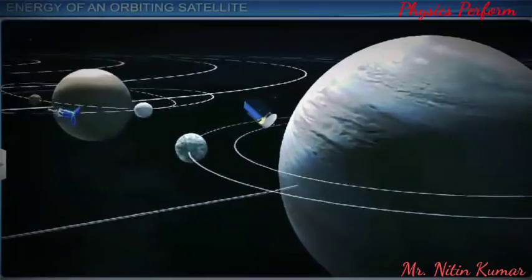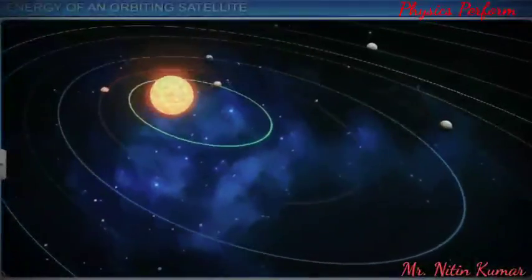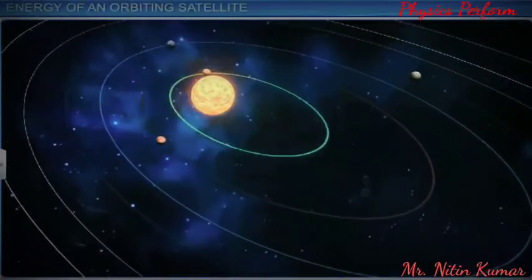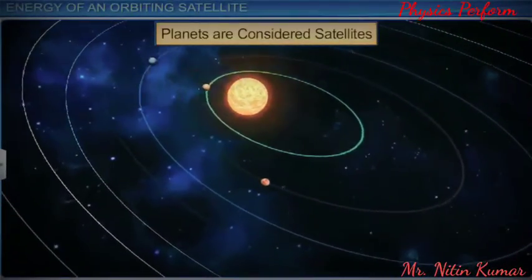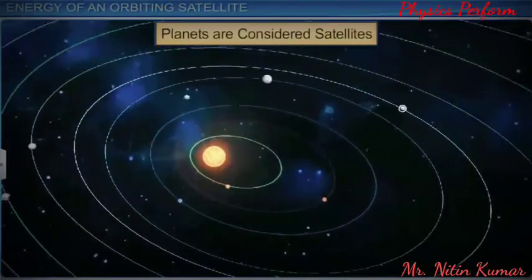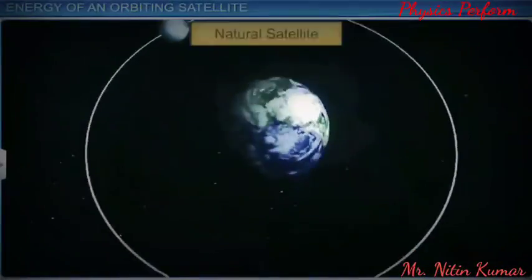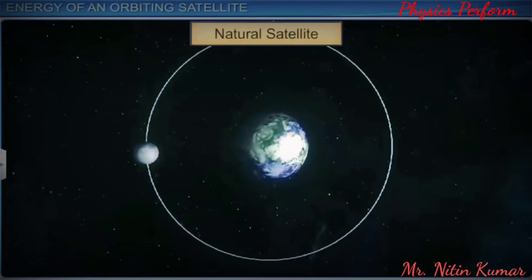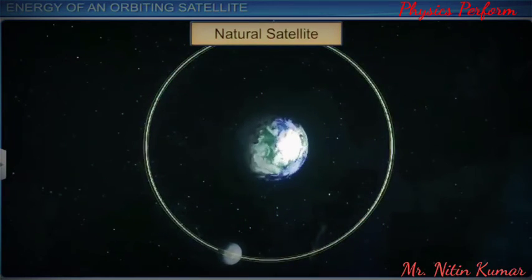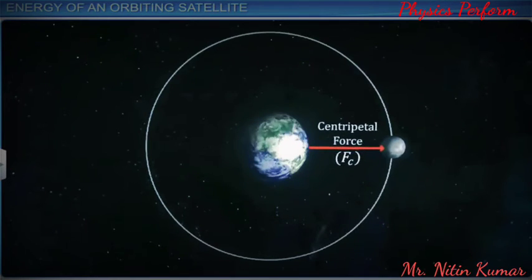Satellites are celestial objects that revolve around planets. As planets themselves revolve around the Sun, they too are considered satellites. Thus, Kepler's laws of motion are applicable to satellites too. The Earth's natural satellite is the Moon. The orbit of the Moon is nearly circular. Hence, the Moon is under the action of a centripetal force. This centripetal force is provided by the gravitational force between the Earth and the Moon.